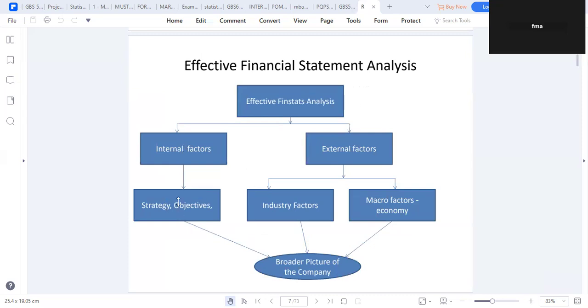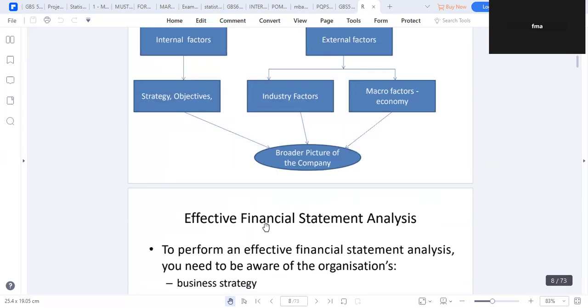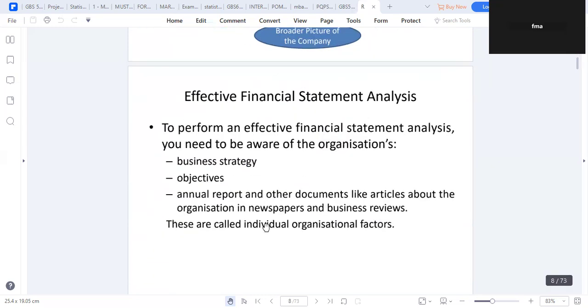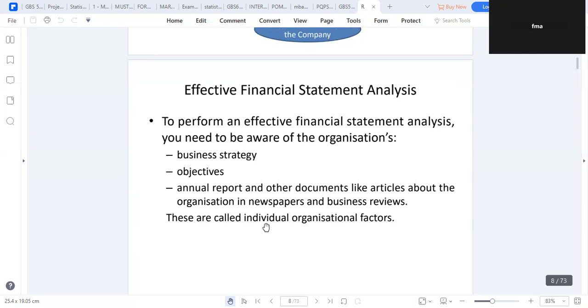The internal factors are there to ensure that the objectives and strategic plan of the company are met, whereas external factors are those that look at the macroeconomic factors and industry factors that affect the operations of the business. Generally, these will give a broader picture of the performance of the business. So we must perform effective financial statement analysis to ensure that you are aware of the business strategy and objectives, and you provide an annual report, like other documents about this business, in terms of performance.